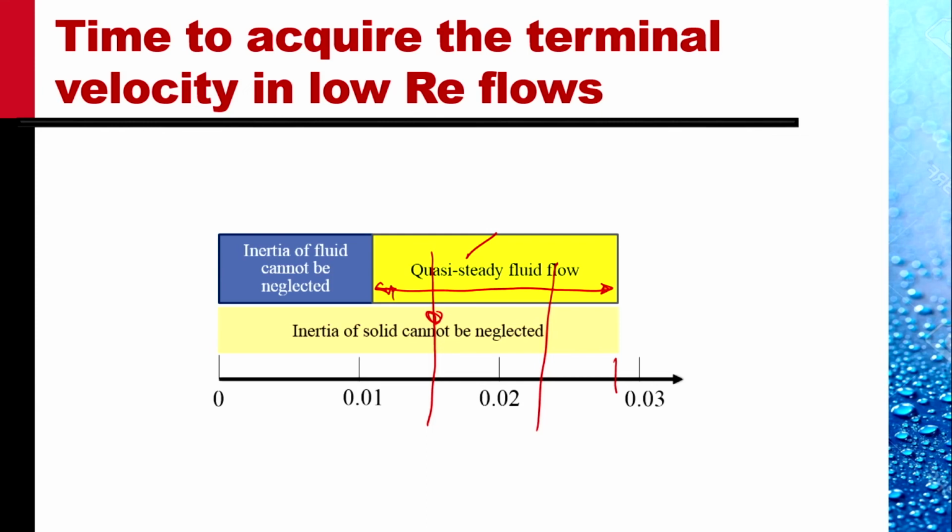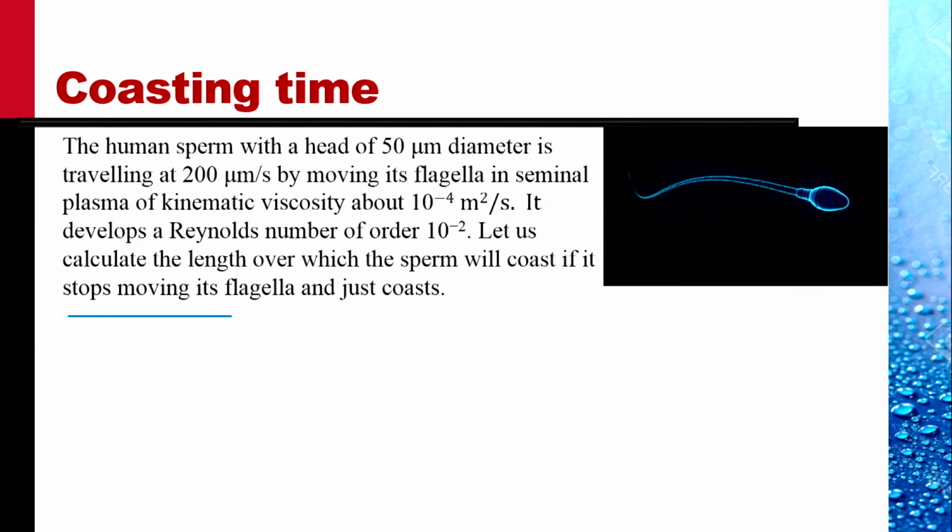This is what is meant by quasi-steady fluid flow. A human sperm with a head of 50 micrometer diameter is traveling at 200 micrometer per second by moving its flagella in seminal plasma of kinematic viscosity about 10 to minus 4 meter square per second, which is about 100 times that of water. It develops a Reynolds number of order 10 to minus 2, a very small Reynolds number.